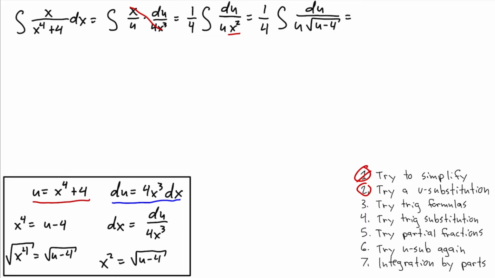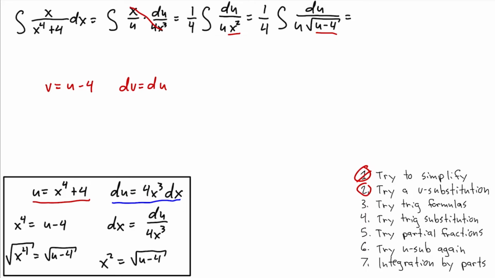Well, let's suppose that we have a new variable v. V equals u minus 4. Okay? And what is the derivative of v? Well, in this case, it's going to be du. Okay? Now that can help quite a bit because we have u minus 4.